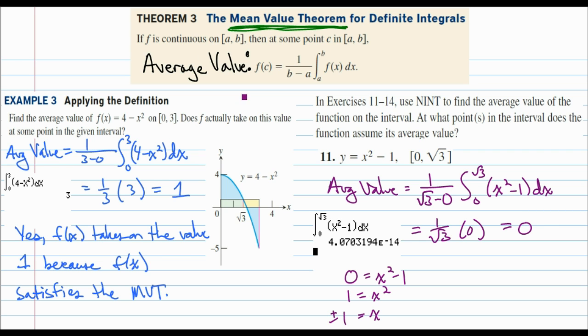If I take the square root of both sides there, I do get plus or minus 1 for the x value. So what points are they? Well, negative 1 is not in our interval, so I can actually just ignore that one. Positive 1 is in our interval, so the point is (1, 1 squared minus 1), which is 0. And duh, we already knew that. What value does it take on? It takes on 0.